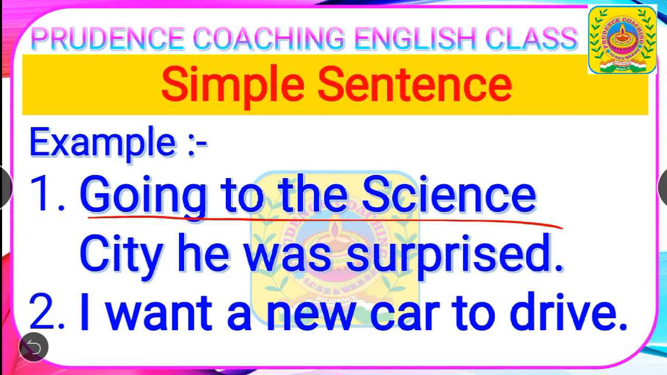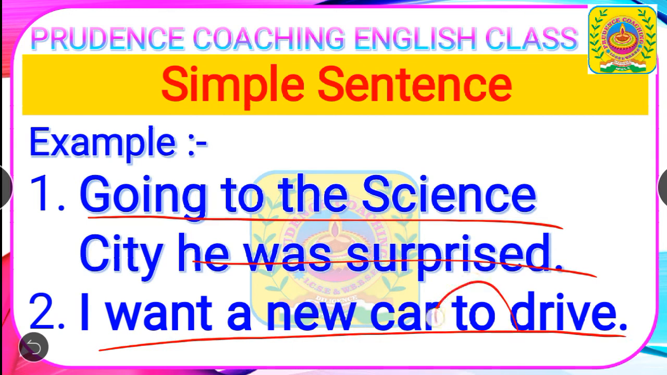Number 1: Going to the science city, he was surprised. Number 2: I want a new car to drive. So in the second sentence you can see that we have used "to" as an infinitive, and in the first we have used the participle.